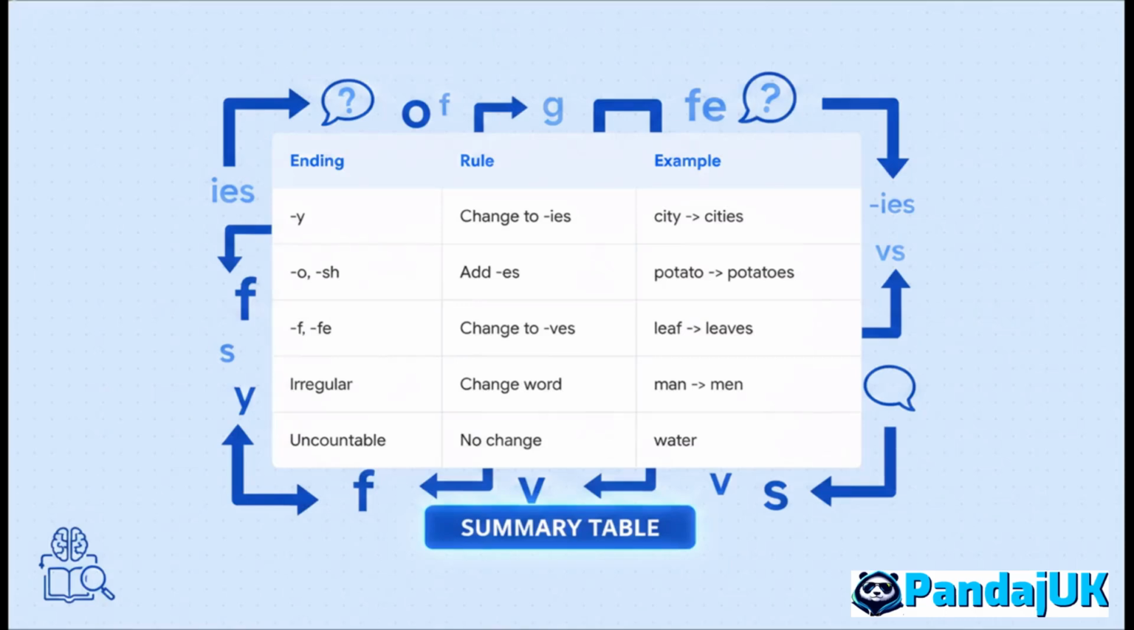So the crucial point is knowing which rule to apply. Here's a master summary table. It shows the ending, the rule, and an example. It brings all of these rules together in one handy place for you to review.